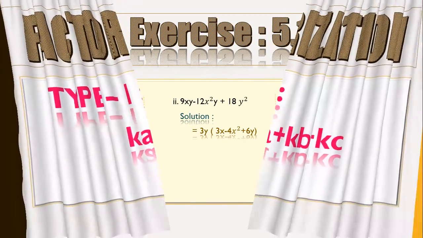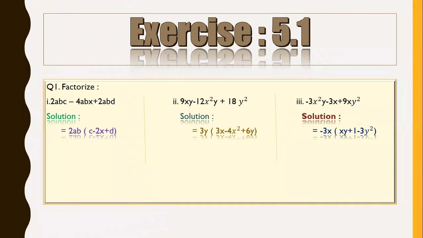3 terms or 4 terms are given to us, and we only see which variable or which constant or which coefficient is common, and we take it common and we convert the polynomial into the product of two polynomials. In the first part, we see 2abc minus 4abx plus 2abd.